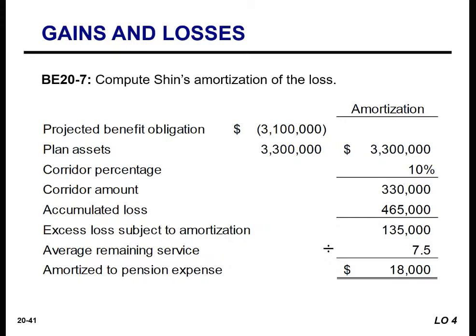So with a projected benefit obligation of $3.1 million and plan assets of $3.3 million, the 10% corridor is on the plan assets, so it is $330,000. There is currently an accumulated loss in the other comprehensive income account of $465,000. So there is $135,000 of this that is subject to amortization. And we divide that by the average remaining service of 7.5 years. And we amortize to the pension expense for each of those 7.5 years, $18,000.